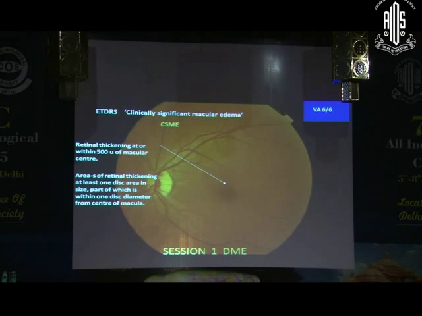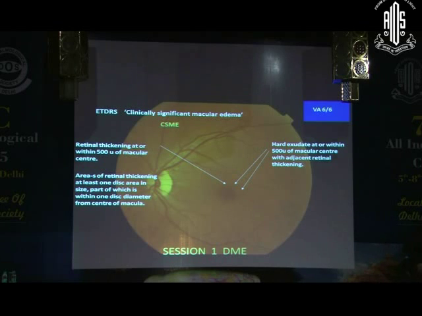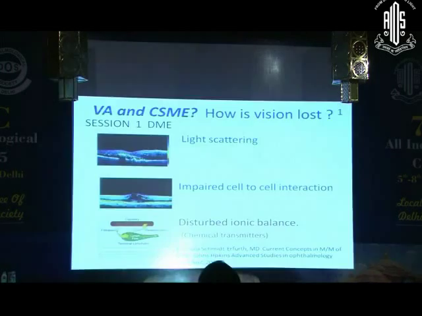Right. And then retinal hard exudates at or within 500 microns of macular center with adjacent retinal thickening. Now, as per this definition, this patient with a visual acuity of 6/6 qualifies for macular photocoagulation, but nobody will be treating this patient as of today, because ETDRS aimed at preventing moderate visual loss at the end of 5 years, but today we aim at improving visual acuity.